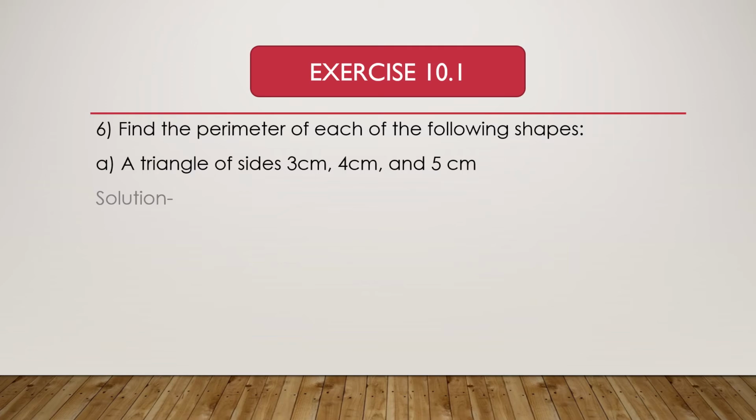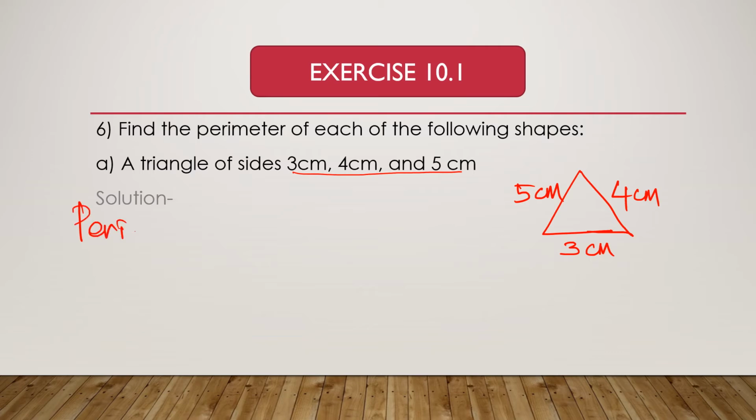Now question number 6. Find the perimeter of each of the following shapes. A triangle of sides 3 cm, 4 cm and 5 cm. This is the triangle and this one is 3 cm, this is 4 and this is 5 cm. Sides of the triangle are given. We have to find the perimeter of this triangle. Perimeter of the triangle is sum of all sides.